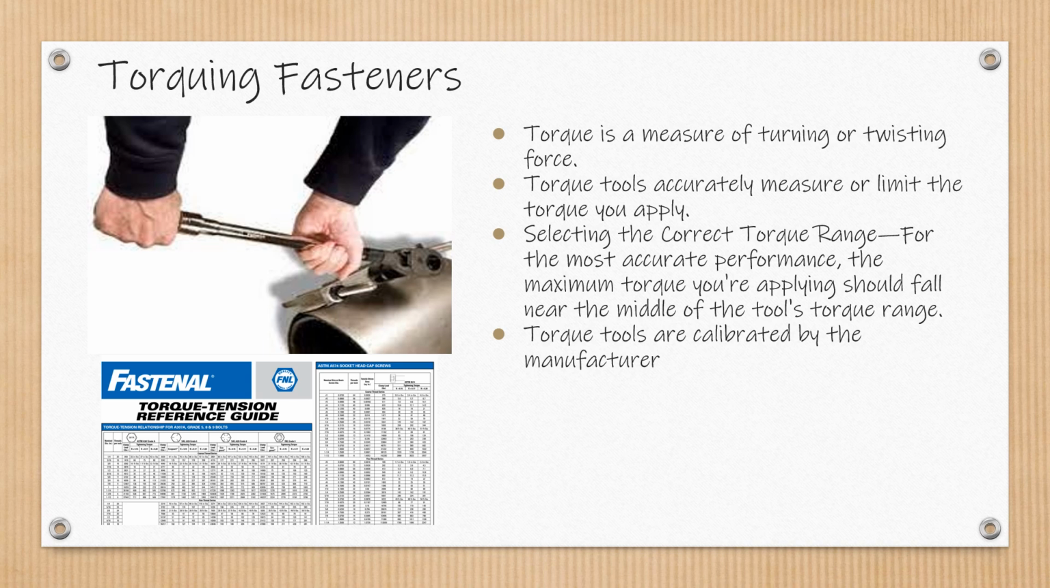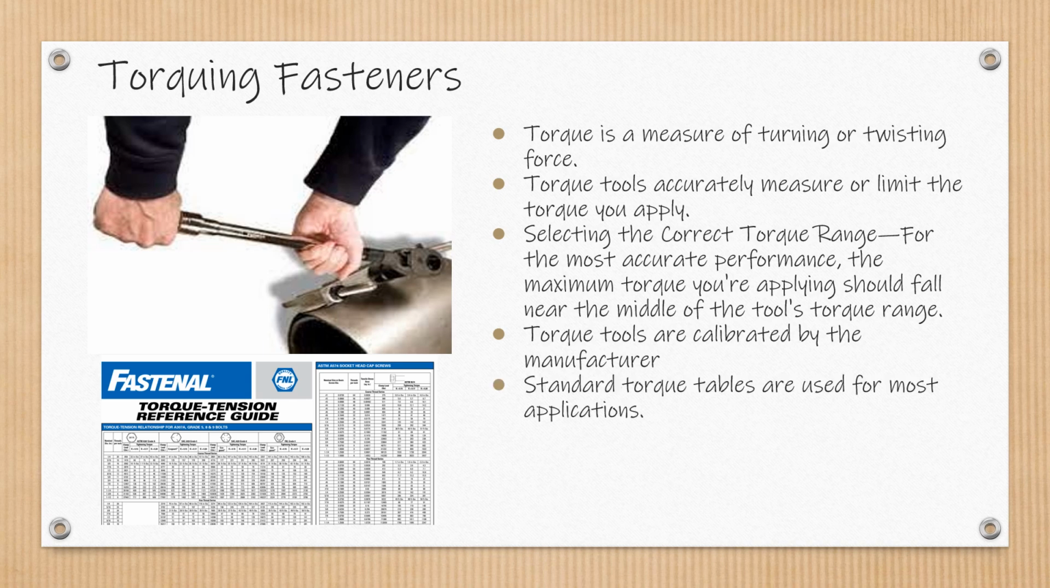Torque tools are calibrated by the manufacturer. The calibration certificate provides proof of calibration and the date it was completed. Shelf life does not affect the calibration of a torque tool. So common practice is to consider the calibration life to begin at the date of purchase or first use.